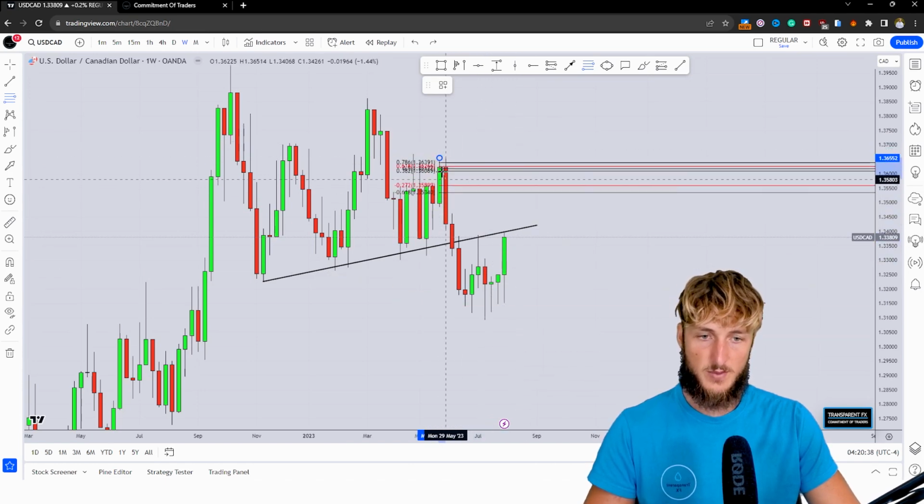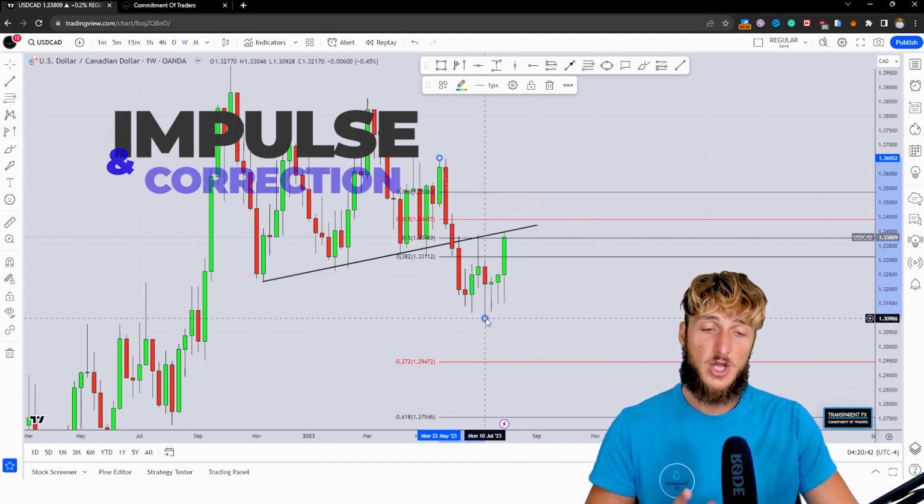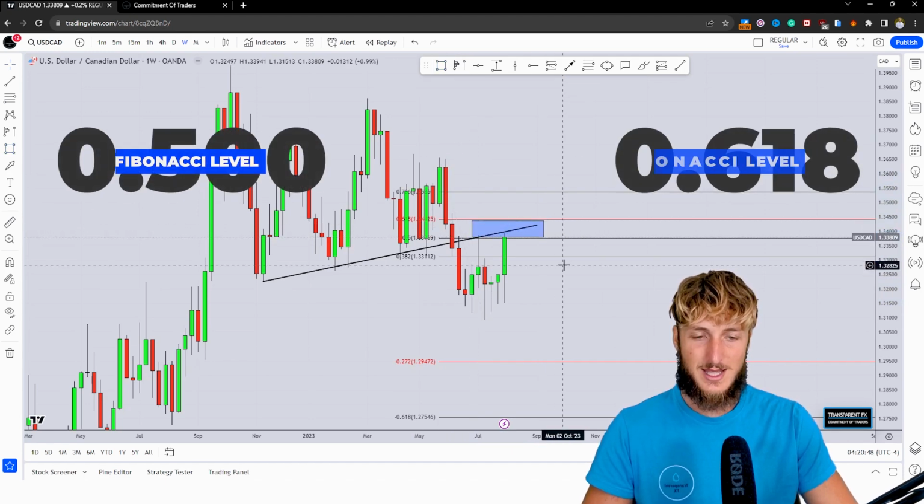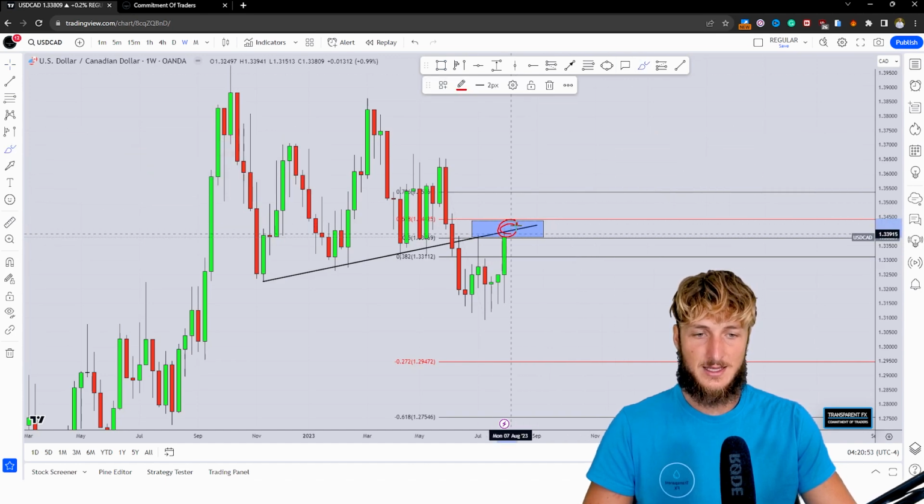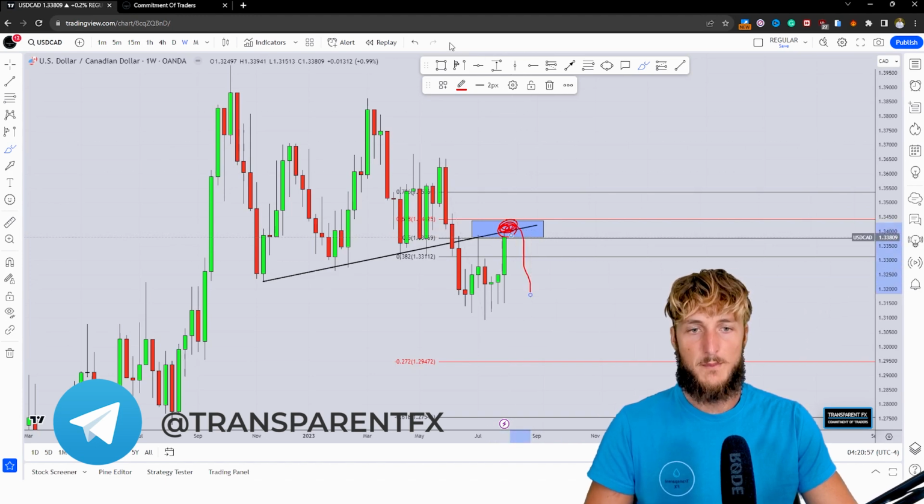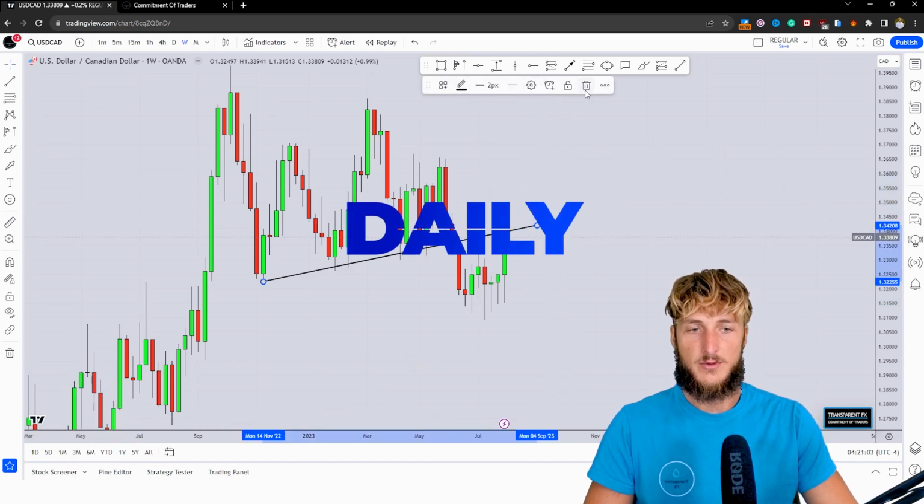Now, since we have an impulse and correction, if we want to measure the correction, we have to take our Fibonacci from the high to the low of the impulse leg. And if we do that, we can see how we have the 50% and 0.618 Fibonacci retracements lining up exactly in this area, further increasing the probabilities of a potential move below this zone as the market is currently testing it.